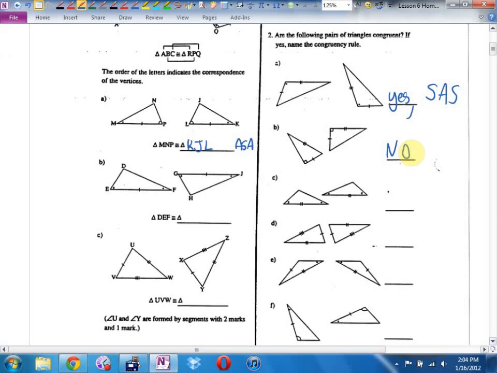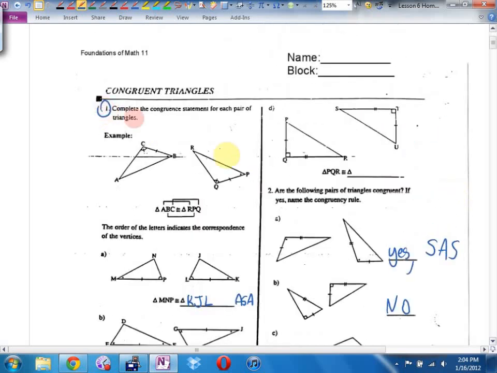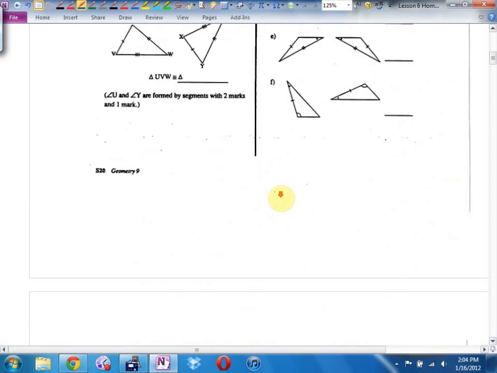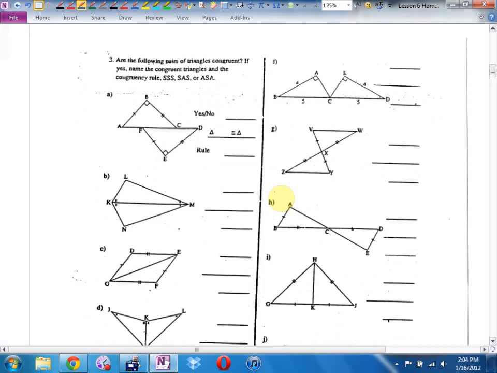What about C? Why? Okay. So part of your homework right now, number one, number two, next page over. Number three, let's do 3A together. They want you to write yes or no. You can abbreviate that with a Y or an N. So are these congruent? Yes or no?